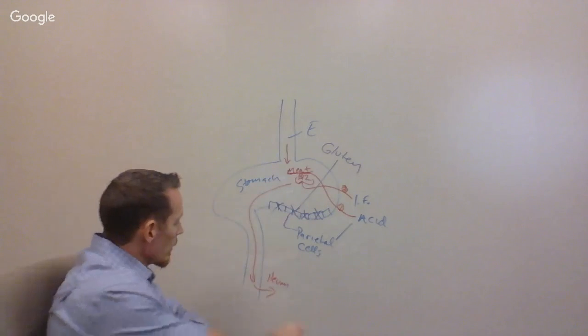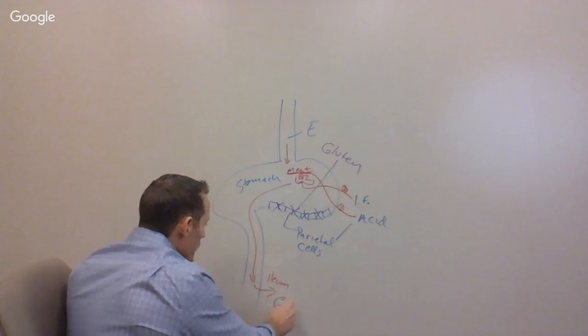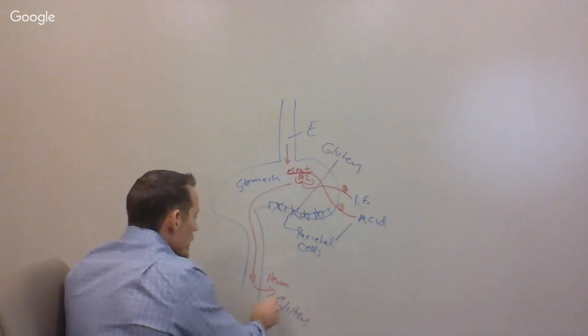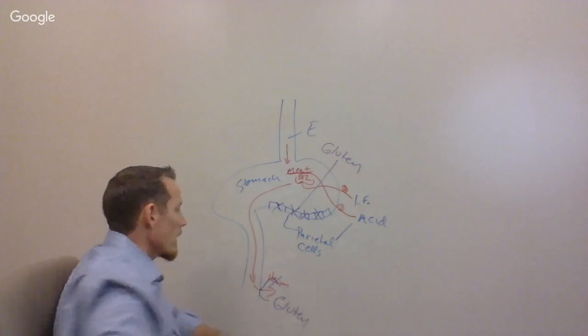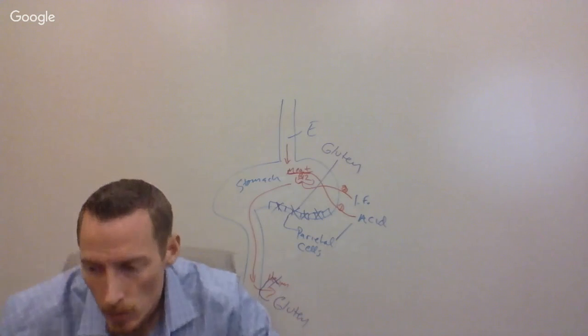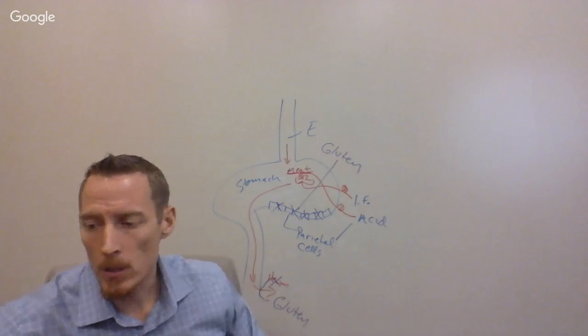But also gluten is somewhat notorious. When we see gluten damage, a lot of times that damage occurs in the ileum. It's one of the more common places that we'll see gluten damage.